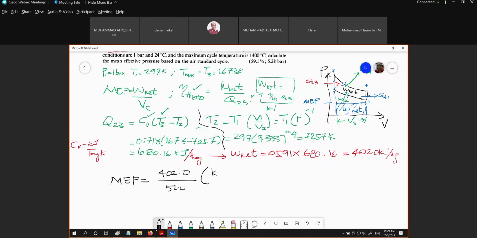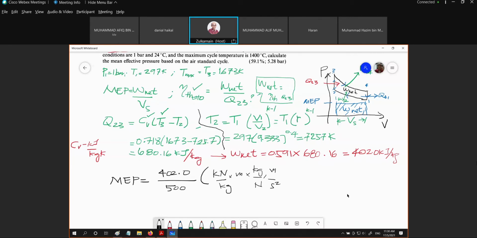Look at the unit. What is a kilojoule? Kilojoule is a kilonewton meter. Right now, what we have here is kilonewton meter divided by kilogram. This is for the W net. What is Newton? Newton is equal to kilogram multiplied by meter over second squared. That is Newton.